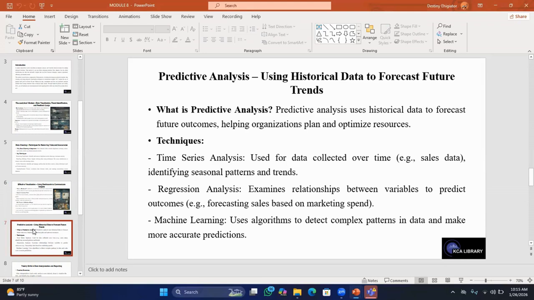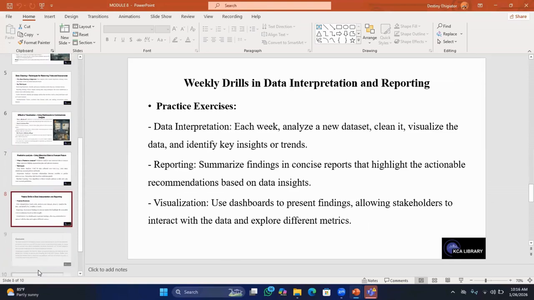Then we have the next, which is regression analysis. This examines relationships between variables to predict outcomes, for example, forecasting sales based on marketing spend. We also have machine learning. This uses algorithms to detect complex patterns in data and make more accurate predictions.